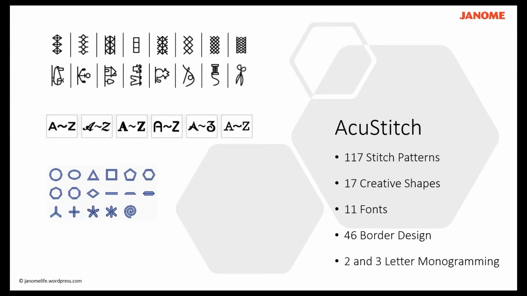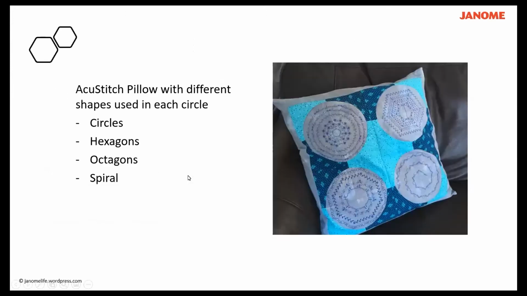And then it gives you a whole heap of different shapes. You've got 17 shapes, which are down the bottom. And they show you all the different ways that you can array those shapes. So into a circle or triangle, and it will calculate exactly the right number to go in that shape. There is also 11 different fonts, 46 little border designs, and you also have the ability for 2- and 3-letter monogramming.